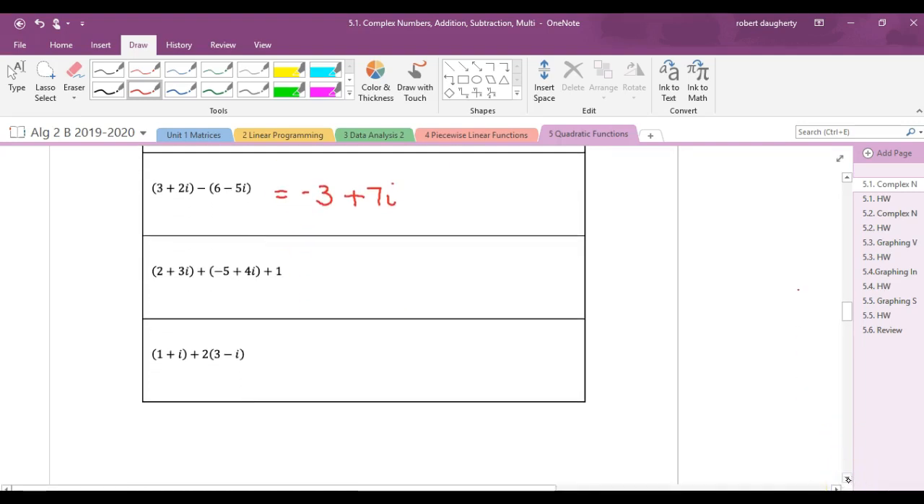Okay, what about the next one? Now, what may help you with this is just to gather like terms. Let's gather all the real parts. So the real parts are going to be what? 2, minus 5 plus 1. And then the imaginary parts are going to be what? 3i plus 4i. So what happens when you combine all the real parts here? 2 minus 5 is what? Negative 3. Negative 3 plus 1 is negative 2. And when you combine the imaginary parts, you get 7i.